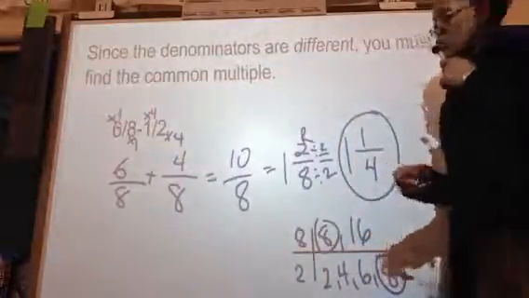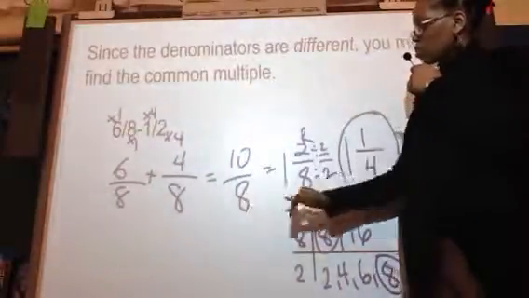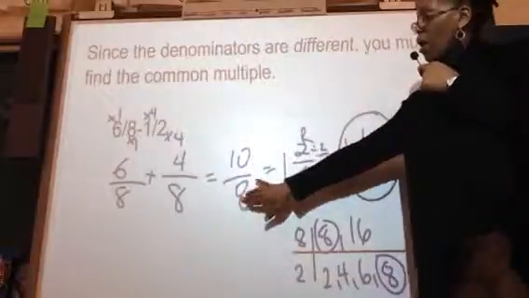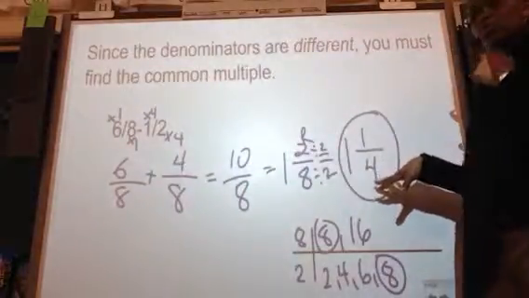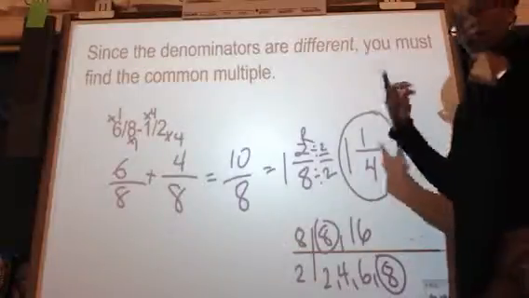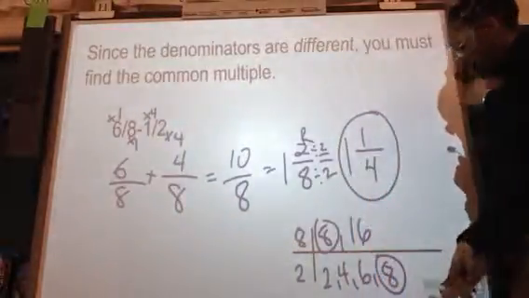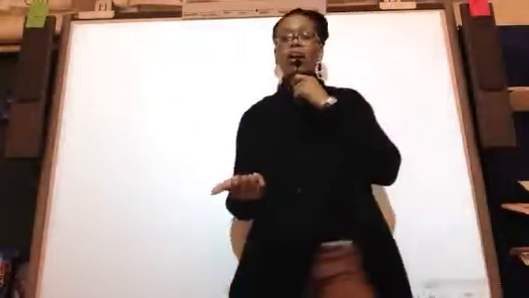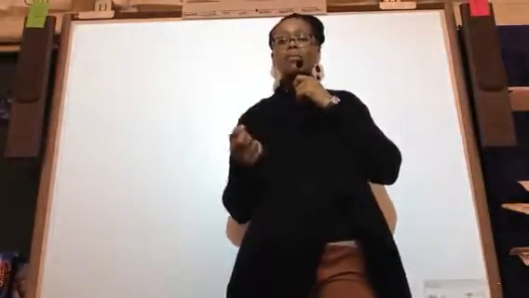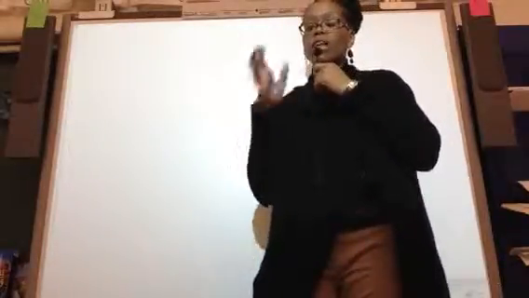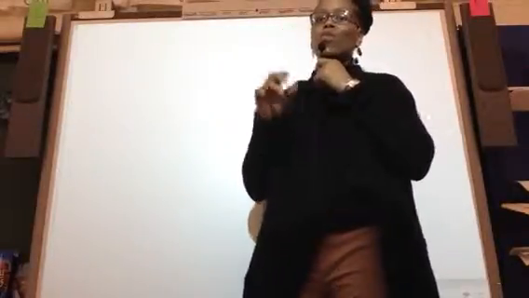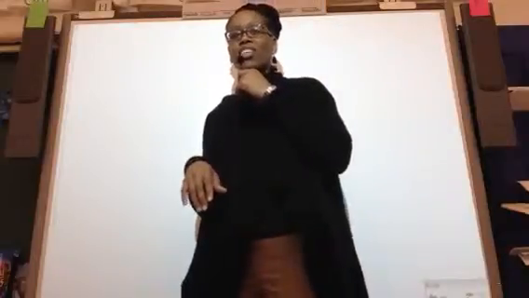How did you do? You probably got 10/8. Were you able to change it from improper to the mixed, and then from the mixed down to the reduced form of the mixed? If not, practice it again until you get it. Alright, Scholar, in this lesson you learned how to add and subtract fractions using common denominators. If you don't get it, keep practicing. There's more videos out there so that you can be successful at adding and subtracting fractions.